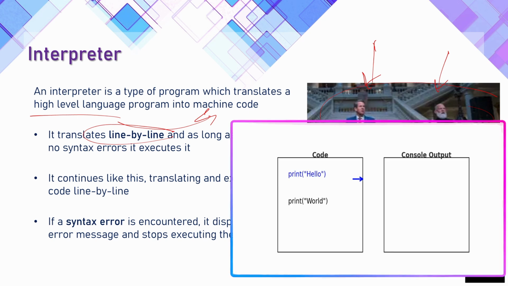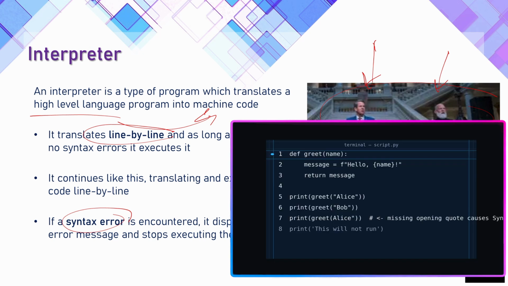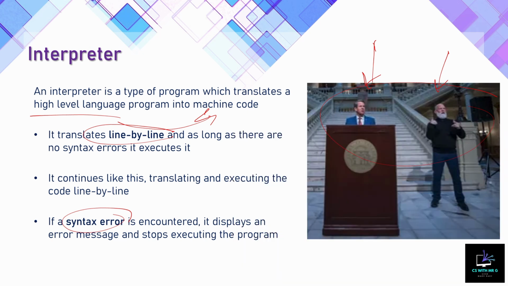So it goes through the code line by line, and in this case, if a syntax error is found, it will stop the program, display an error message, and alert the user, telling them where the error might be or what the error might consist of. So with an interpreter, no executable file is produced like it is with a compiler, and the key term here is that the translation takes place after each line of code is written.